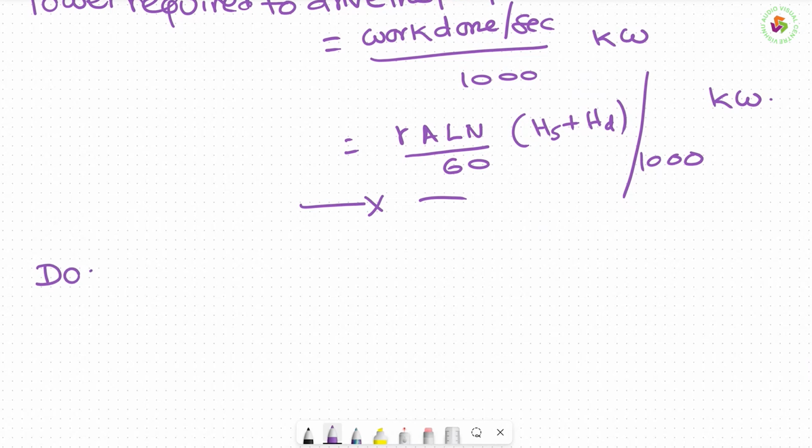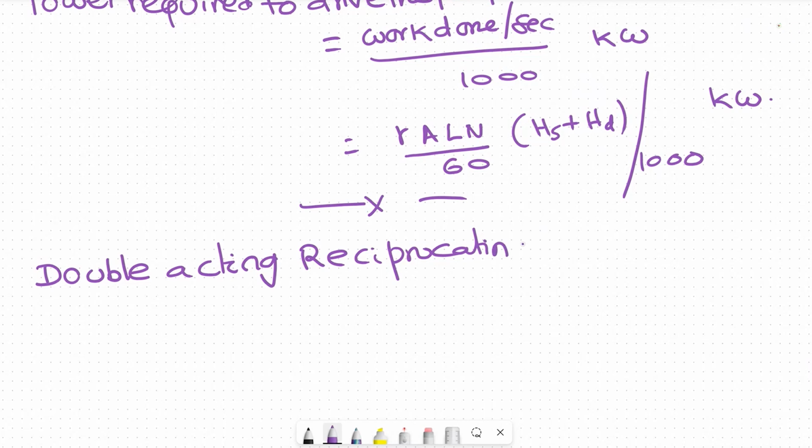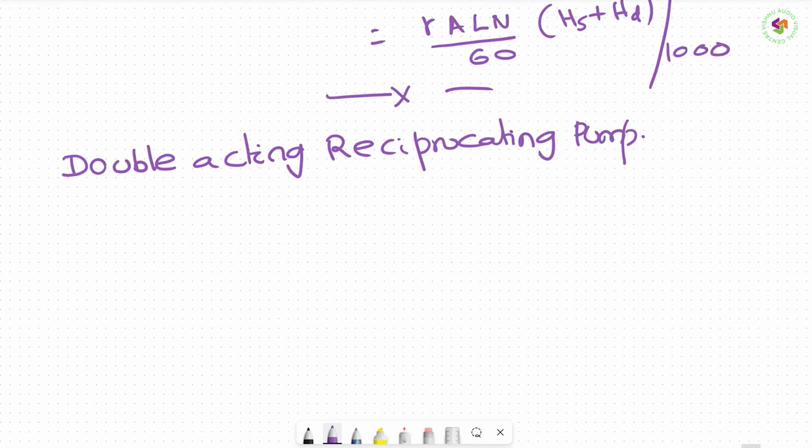Suppose if you take a double acting reciprocating pump. I don't need to do the whole derivation, actually straight away. If you want, I will do the derivation also, no issues. It's a matter of 2 minutes. So let us again take the notation same as that. Only thing is here small d is the diameter of piston. Rest of the notations are as it is, whatever I have shown above.